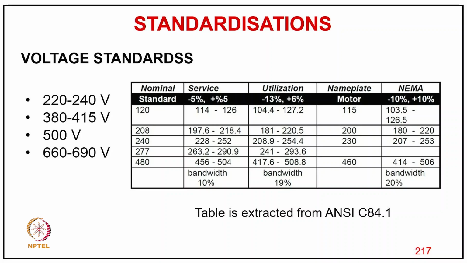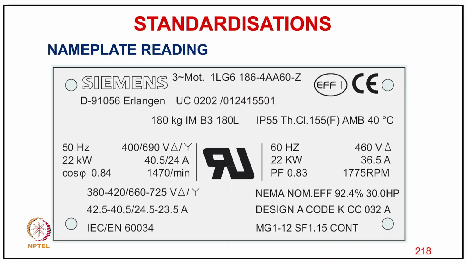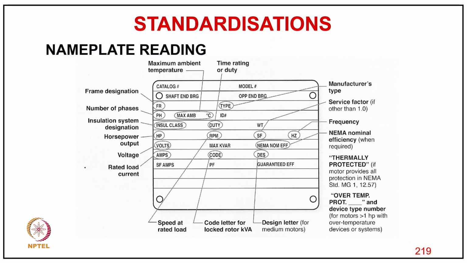So now coming to standardization, we have different voltage standards like 220 to 240 for single phase, 340, 380 to 415 for three phase, and again 500 volt and 660, 690 used for different applications. As you can see, the table here is ANSI 380.1 for different motors' nameplates, different standards. As you can see on the same nameplate, 400, 690 volt, 50 horsepower or 22 kilowatt, and 50 or 22 kilowatt and 60 or 220 kilowatt models. Then these are the typical nameplate readings.